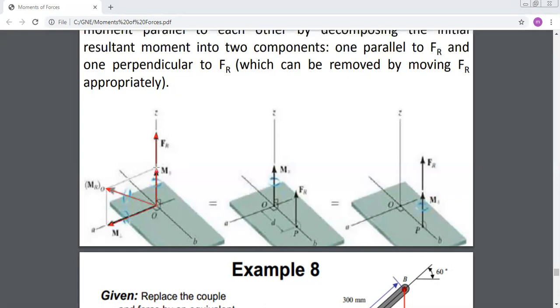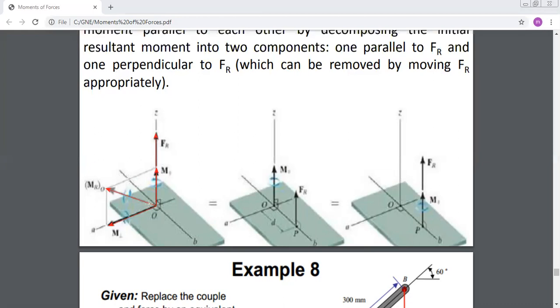And now I say F can never produce a moment parallel to its line of action. So it cannot produce a moment about Z. This is why this moment I cannot get rid of. When I reduce my system at one point, I will always have this couple, which is parallel to the force. But what I can eliminate is the moment that is perpendicular to the force.